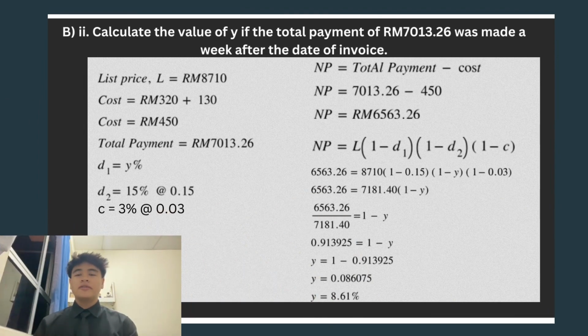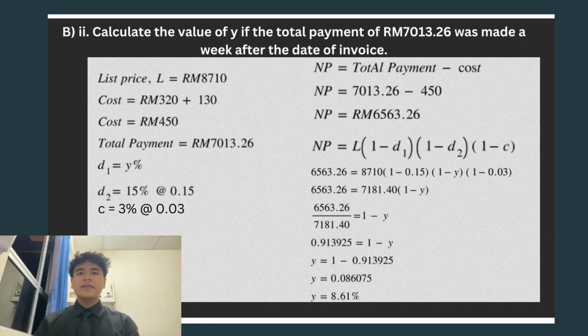Calculate the value of Y if the total payment of RM 7,030 ringgit 26 cents was made a week after the date of invoice. We extract all the information first. List price equals 8,710 ringgit. Total cost is 450. Total payment is 7,030 ringgit 26 cents. D1 equals Y. D2 equals 15% or 0.15. C equals 3% or 0.03.